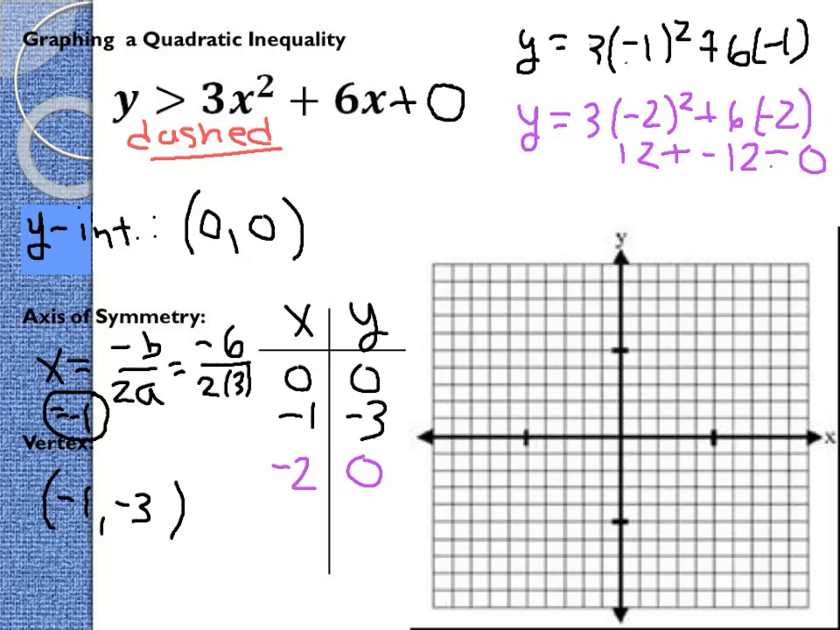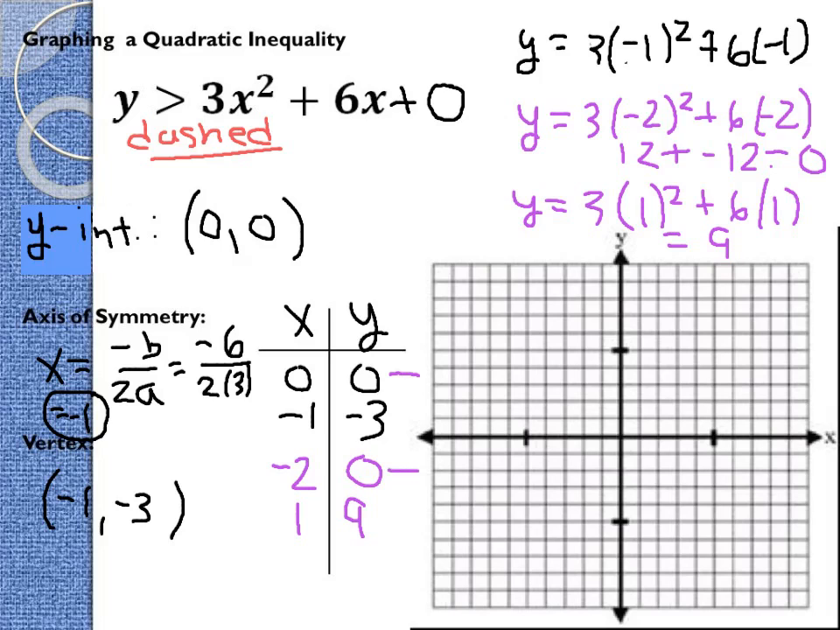And so finding another point, I'm going to choose the value +1. When I plug +1 into my original equation, I get y is equal to 3 times 1 squared plus 6 times 1. And this gives me y is equal to 3 times 1 squared, which is 3, plus 6. So this gives me y is equal to 9. So here I have enough points that I can now graph.